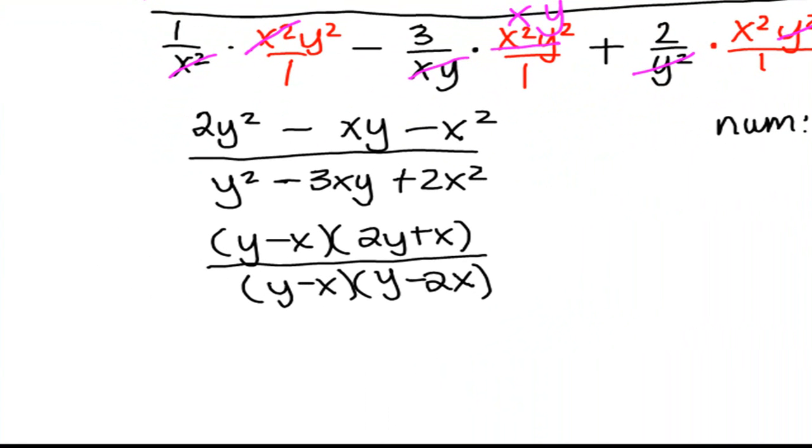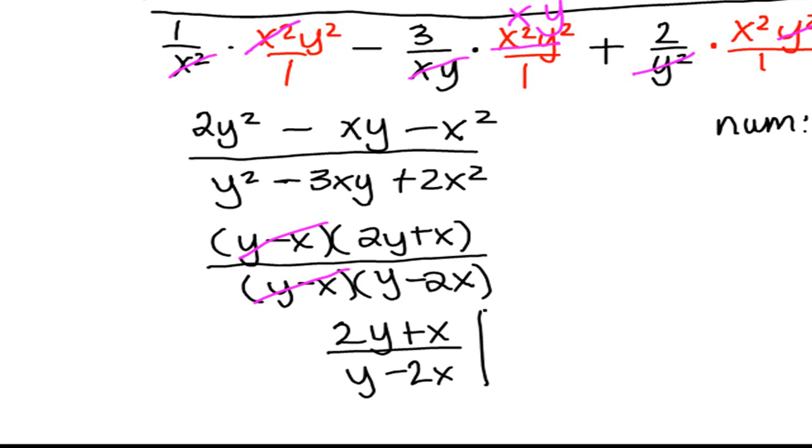And when I look at them, I see that I do have factors in common, and it's this y minus x that's the same on both. And so I can reduce that factor away. Remember, the entire thing has to match, the entire factor. So 2y plus x over y minus 2x is my simplified answer, and I can't reduce any further.